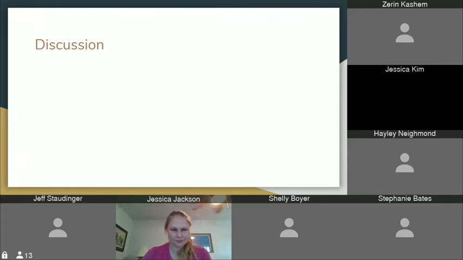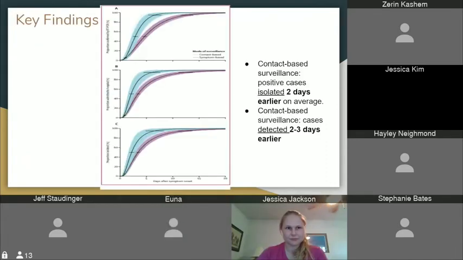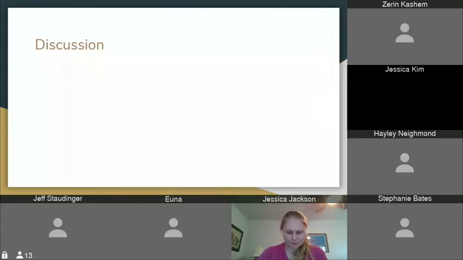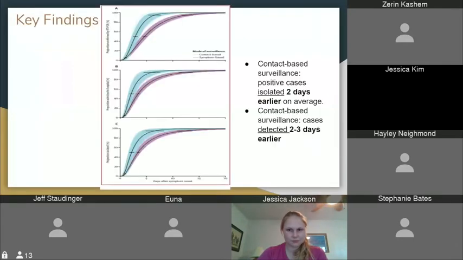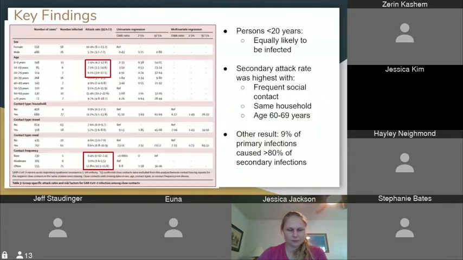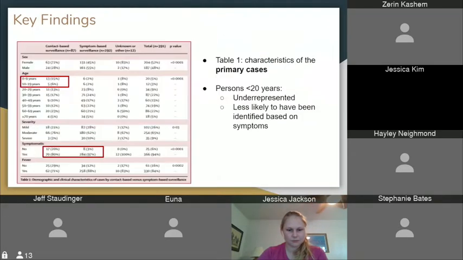Yuna, I see you have your hand up. Yeah, hi. Jess, thank you for presenting that. I was just wondering, so you pointed this out, but the primary cases were people who were more likely to have had obvious symptoms of COVID, right? Since they were detected that way. In what ways do you think that excluding the milder cases of COVID affected the data and results?